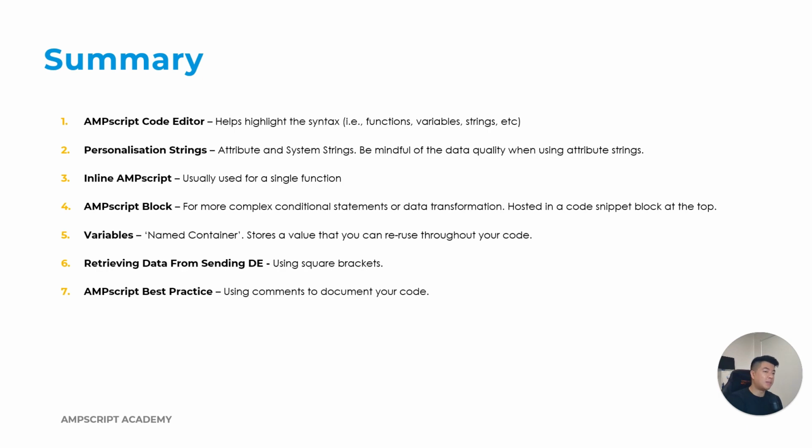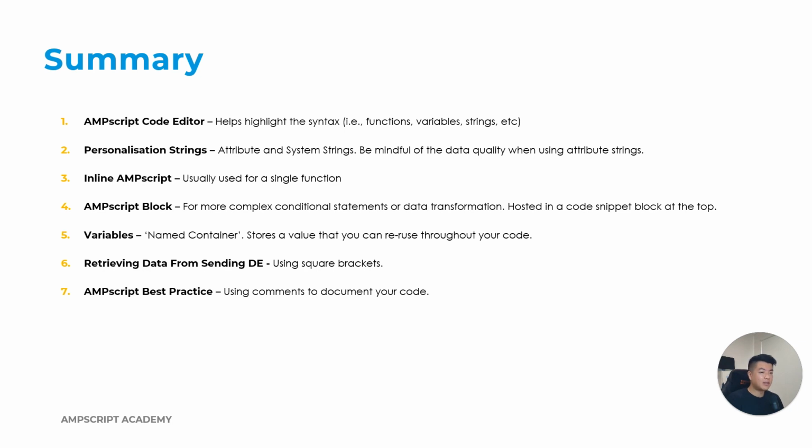Inline AMPscript is another method. It's mainly used for single functions, as you saw, but again, it's very limited. The preferred method is always using AMPscript block. That's what I like to use. It's more for complex data transformations, and you just have everything hosted at the top of the email template. So in the future, if you want to change anything, just edit the top block, and then all the variables that you output in the email will reflect accordingly.